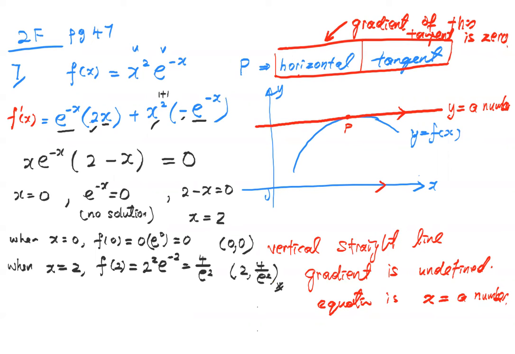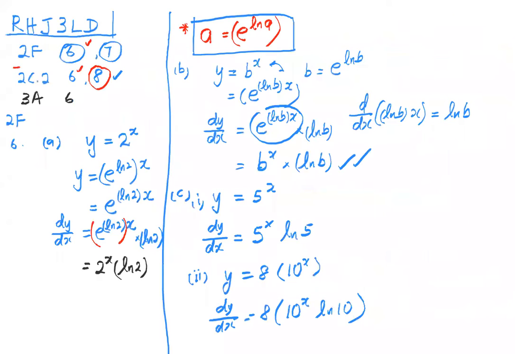So these are the coordinates of P. Are you okay? If you understand the word horizontal, you should know already the gradient equals 0. Horizontal tangent means a tangent with the gradient of 0. Okay? Good. So I'm done with all this. 2F question 7 also done.